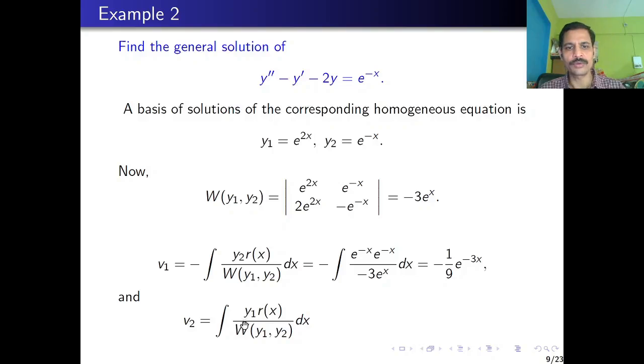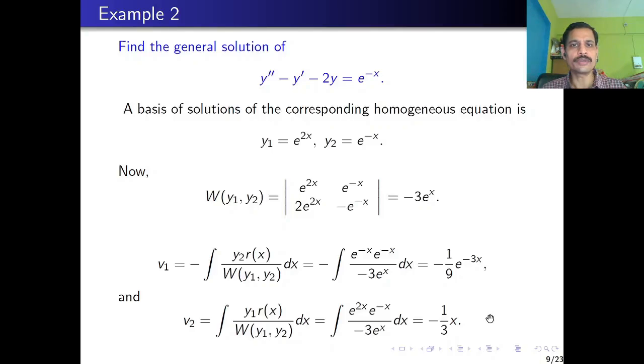Similarly, v2 is integration of y1 r(x) divided by the Wronskian dx. Here y1 is e raised to 2x, r(x) is e raised to minus x, divided by minus 3 e raised to x, which is the Wronskian. So this is the integration of minus 1 by 3 dx, which is minus 1 by 3 x. Both v1 and v2 we take without the integration constant.